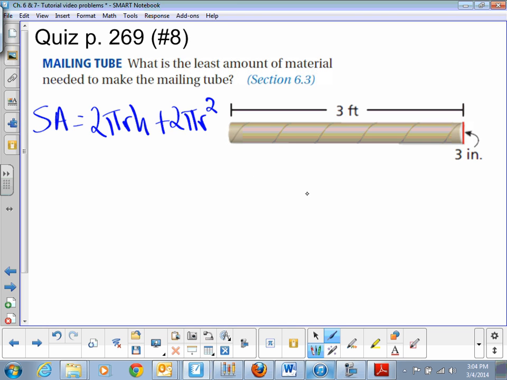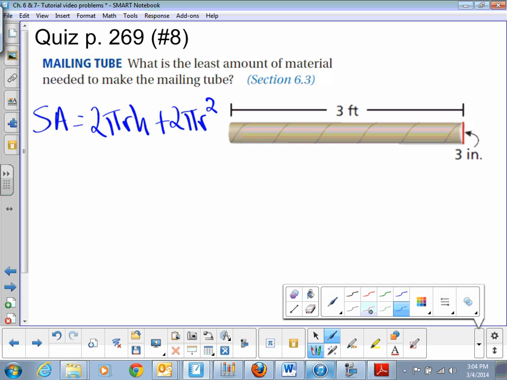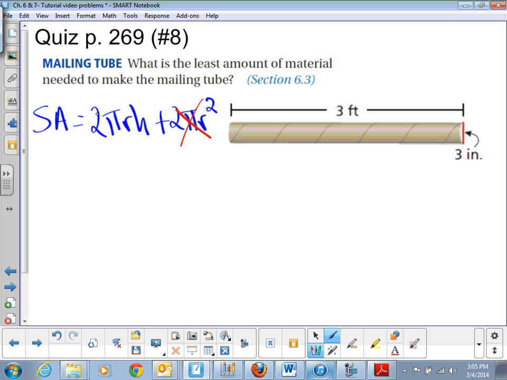So, surface area for cylinders, formula 2 pi RH plus 2 pi R squared. Now, I told you in class that both of the ends are open. Well, if both ends are open, that must mean you don't need any material on the ends. Well, this talks about the bases of a cylinder, 2 pi r squared, so we don't need that. All we need is the lateral surface, 2 pi RH.